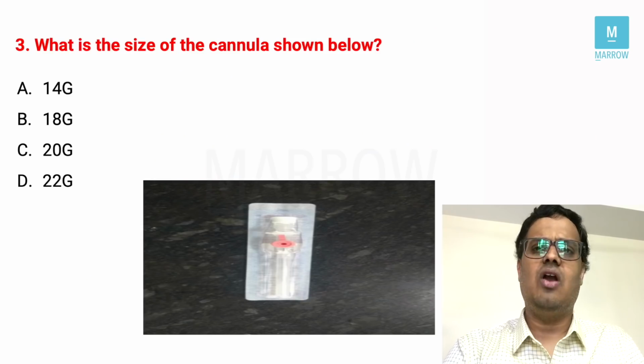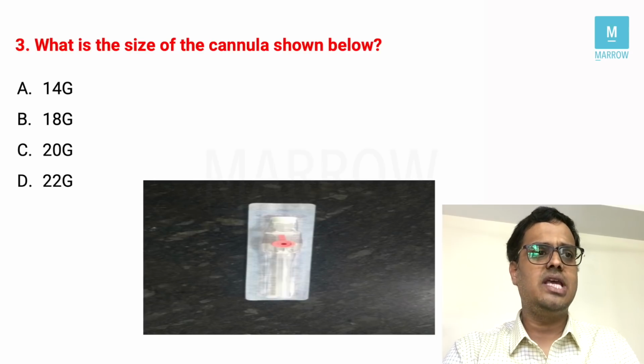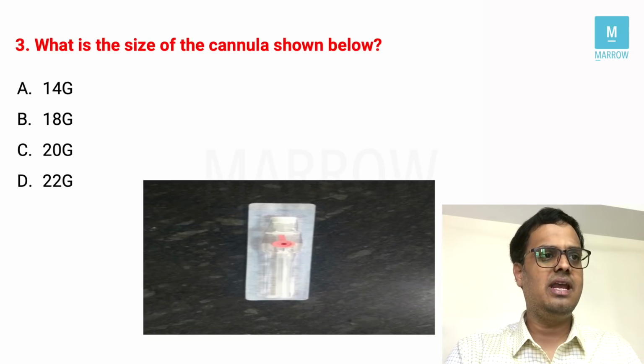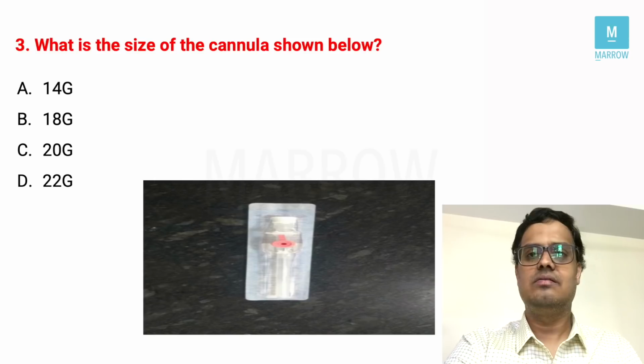Right. The third question, a very common straightforward question. What is the size of cannula that is shown below? Might be they have given this image only, the pink color image. You all know what the answer is? The answer is 20 gauge.